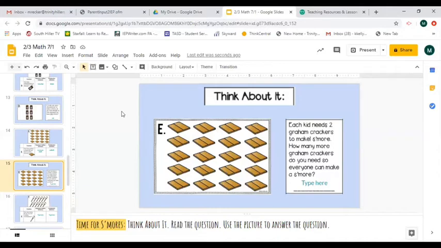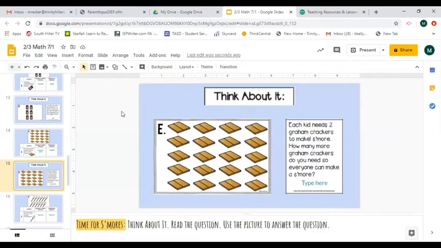So when you divide 20 by 2, you get a total of 10. So we can only have enough graham crackers to feed 10 of the kids, but we need to feed 12. So how many more graham crackers would we need if everyone needs 2?